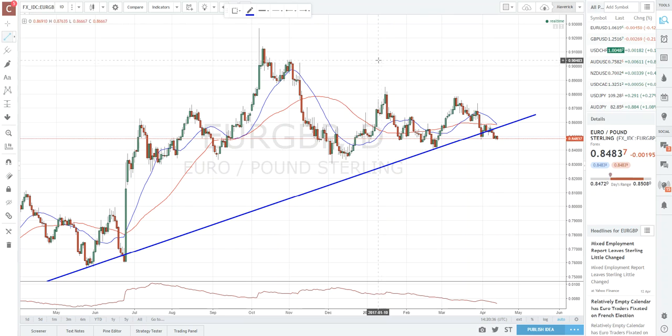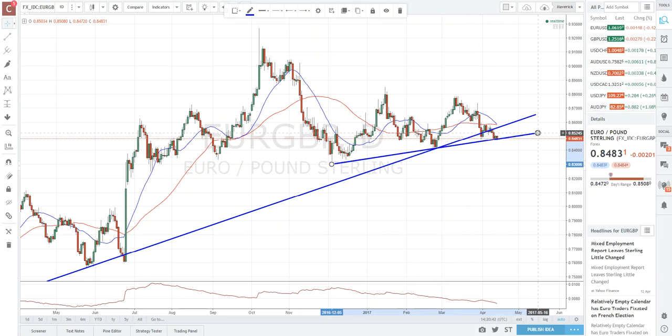So I'm going to see 2 points here where I want a trend line. One, I'm going to see here. That looks like a good trend line in my eyes.